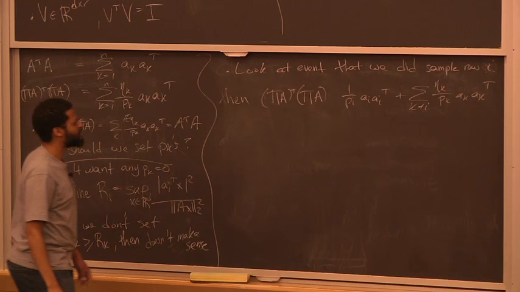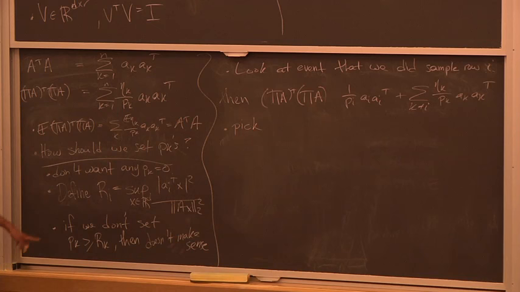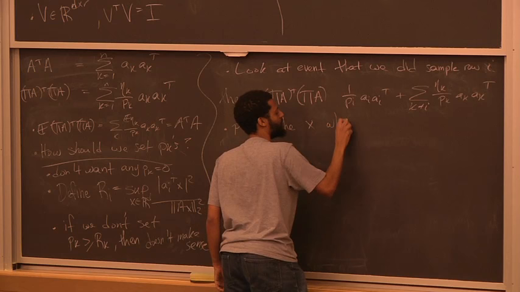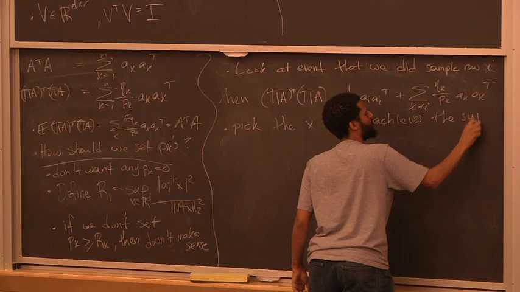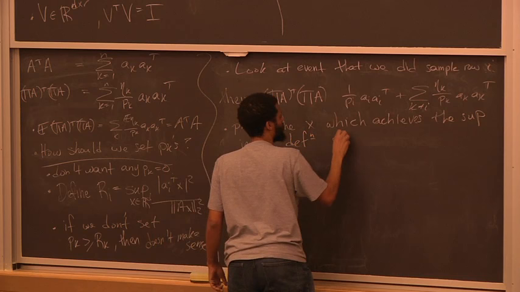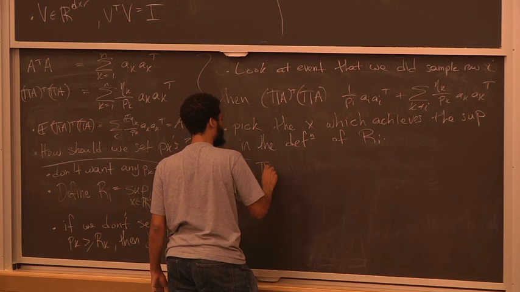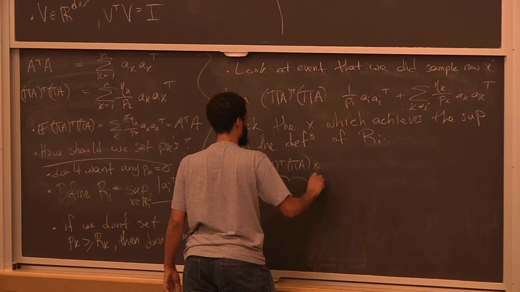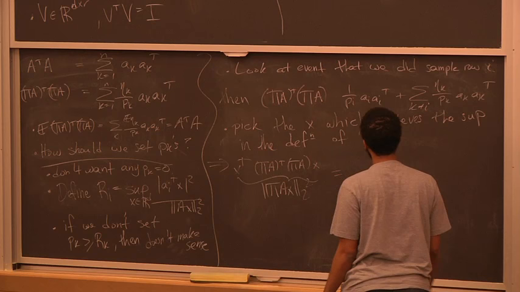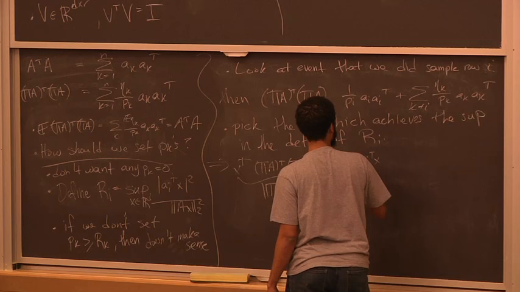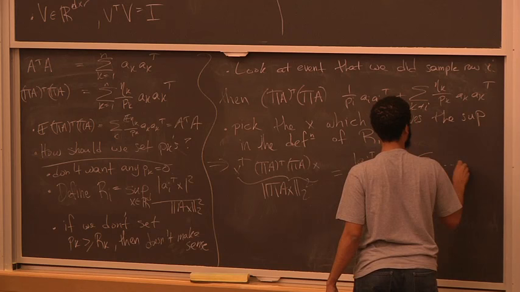Now, pick the x which achieves the sup in the definition of r_i. Right? That implies that x transpose p_i A transpose p_i A x, which is just the same thing as the L2 norm squared of p_i A x, is equal to, well, a_i transpose x squared over p_i plus a sum of stuff, which is all non-negative.